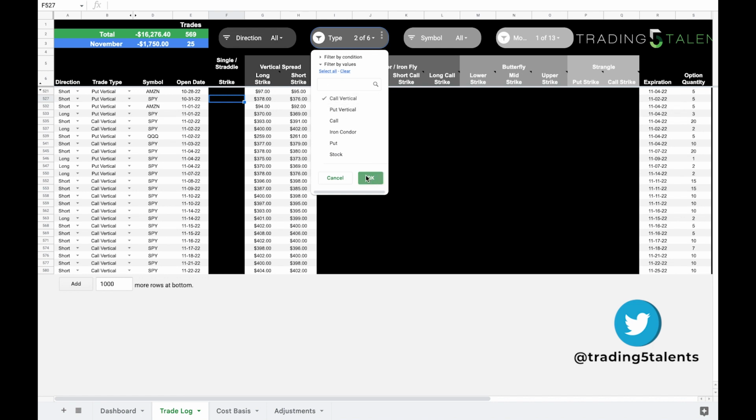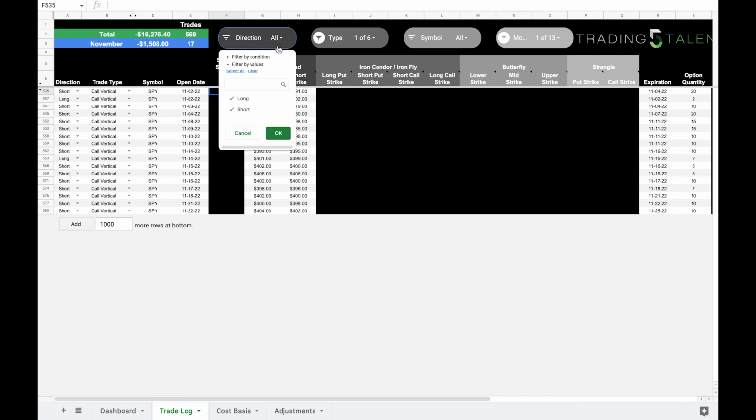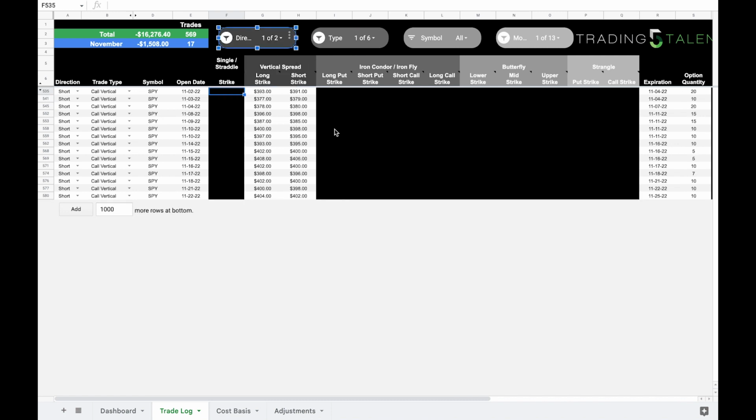Now let's look at call verticals. 1508. So that's where the majority of my losses came from, these short call verticals. And if we look at just short call verticals, you can see 1634 were the losses. So I guess about half of my losses came from these short call verticals, or these call credit spreads. What I was trying to do was use SPY, look at the resistance and support levels, and play accordingly.